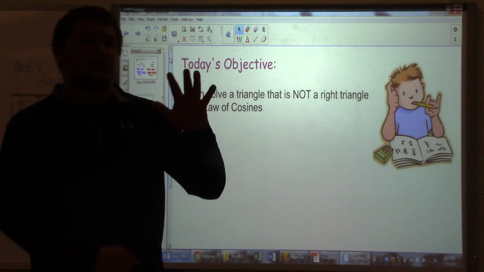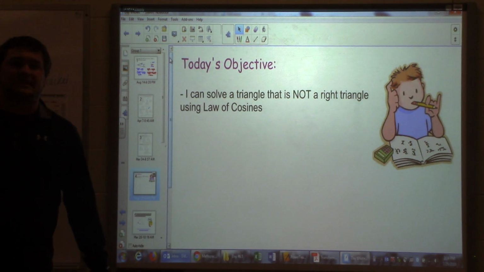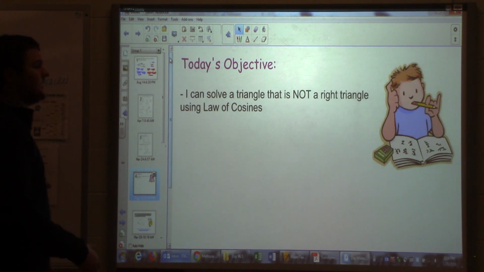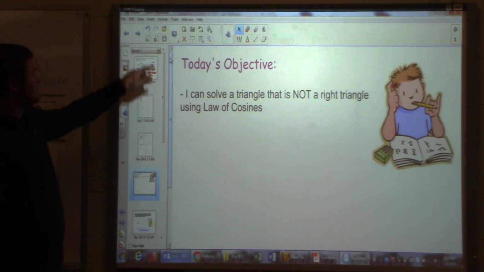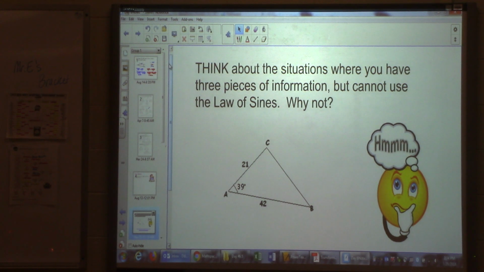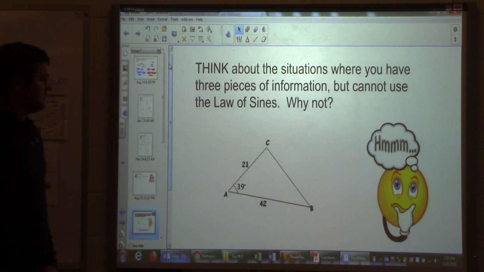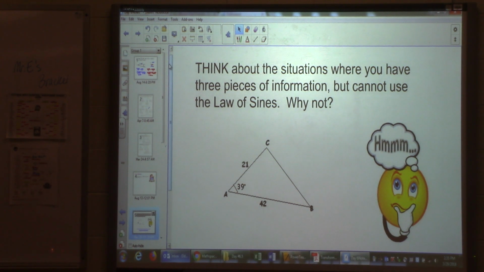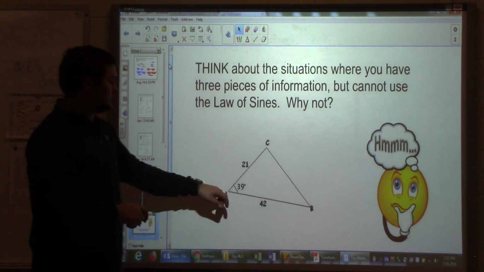Alright, so, yesterday we talked about using law of sines to solve triangles, right? The non-right triangles. Today we're going to learn law of cosines, because not always will we be able to use law of sines. Think about this situation. If you're given this triangle, can you solve that using law of sines? No. Why not? Because you just have sides and angle measures. We don't really have enough information because we need one more angle.